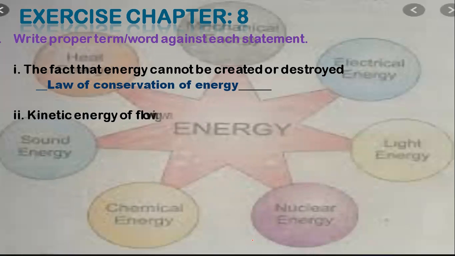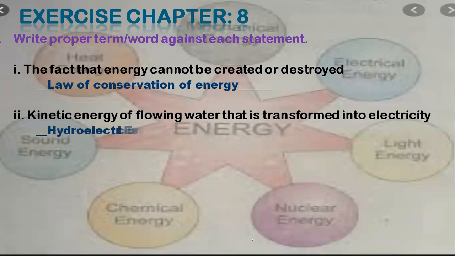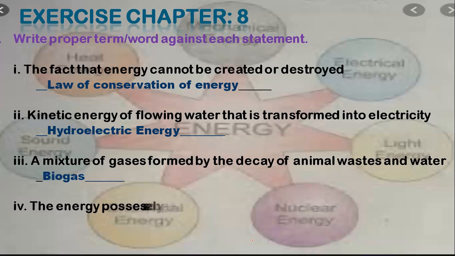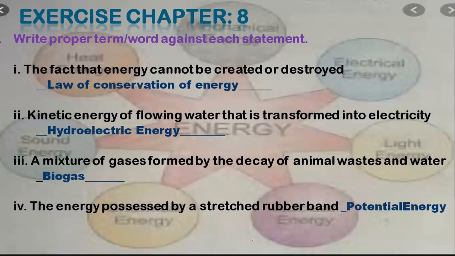Number 2, kinetic energy of flowing water that is transformed into electricity is called hydroelectric energy. Hydro means water, electric energy formed from the flowing water. The next one, the mixture of gases formed by the decay of animal waste, from cow dung, from the animals' dung or waste in water, is definitely called biogas. Bio means living, because this gas is formed by the waste of living organisms. That's why it's called biogas.